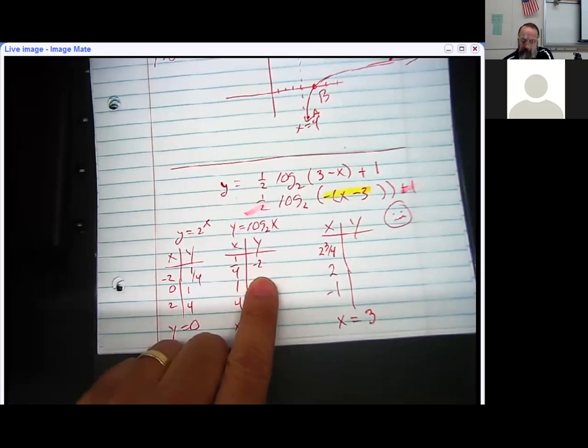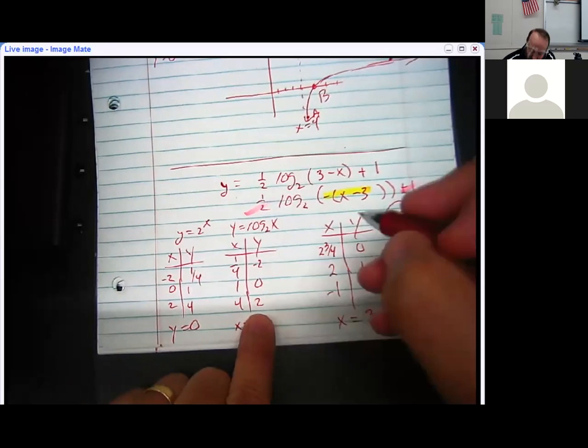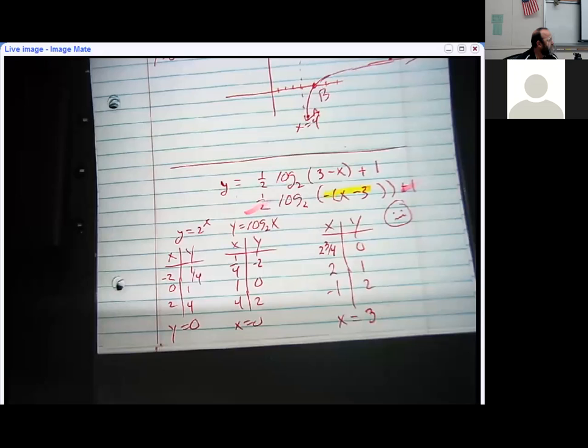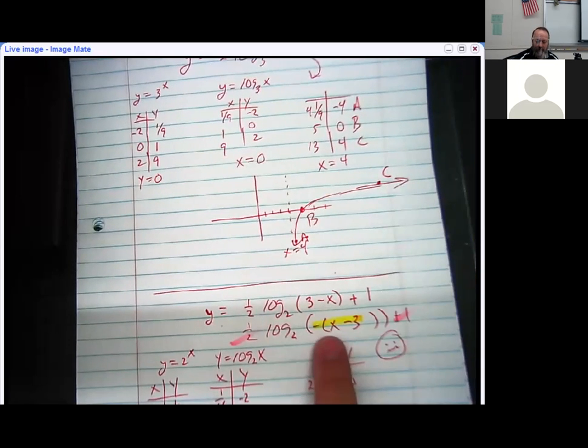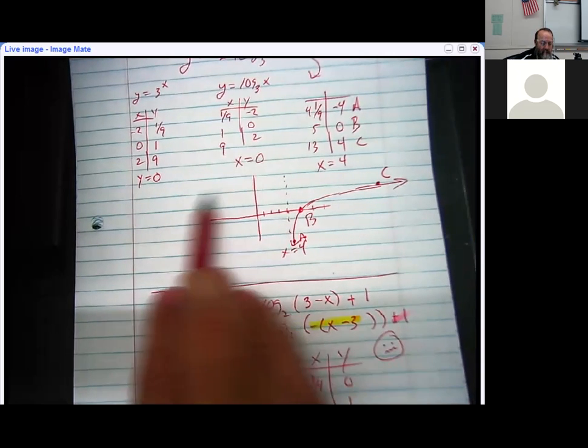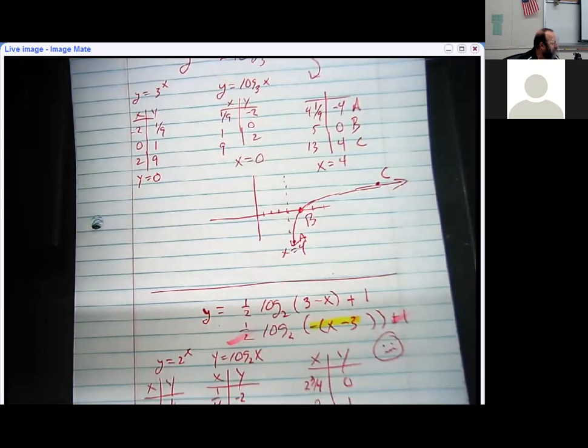Half of -2 plus 1 is 0. What's half of 0 plus 1? It's 1. Half of 2 plus 1 is 2. You guys cool? If you play connect the dots, what should it look like? It's going to look kind of like this, or maybe because it got flipped over the axis, it may look like this coming down, but you can actually graph that and see if you did your points correctly. You guys think you can handle that?